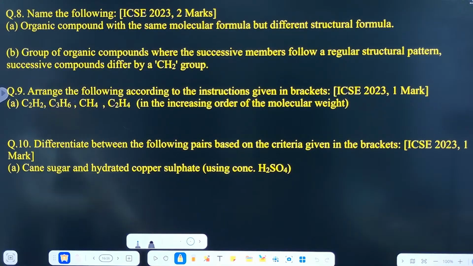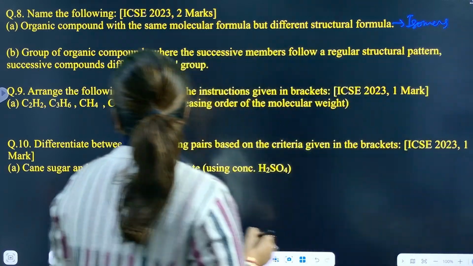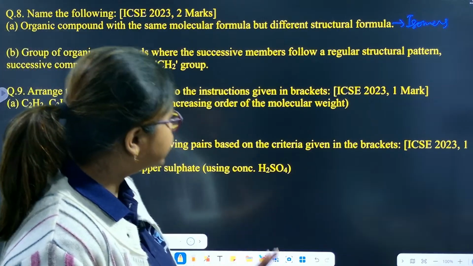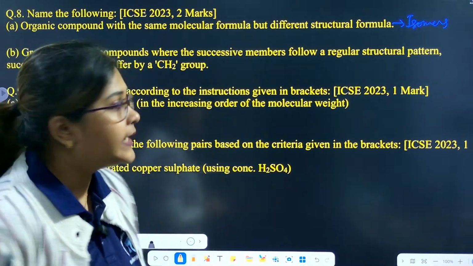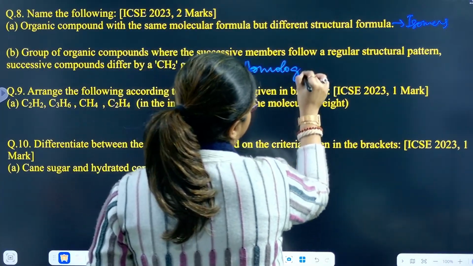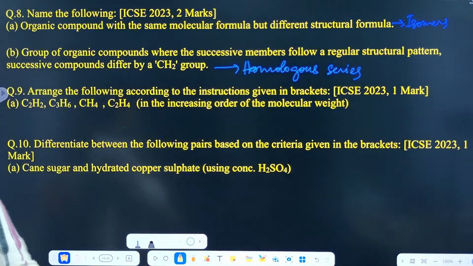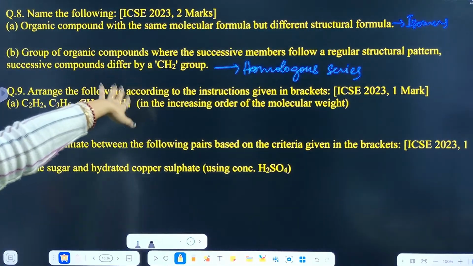Okay. Next is name the following. The organic compound with same molecular formula, ये तो बहुत बार आ गया है. Isomers. Group of organic compounds where the successive members follow a regular structural pattern. Successive compounds differ by a CH2 group. In the very beginning, I had already given you the definition of homologous series. So this is the homologous series which is defined by the thing that is given here.